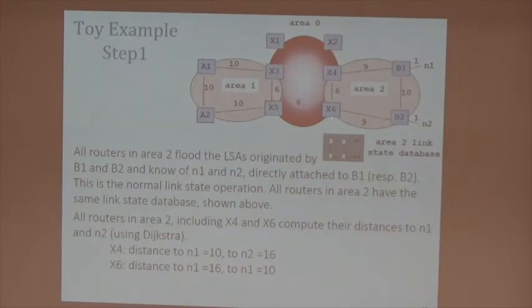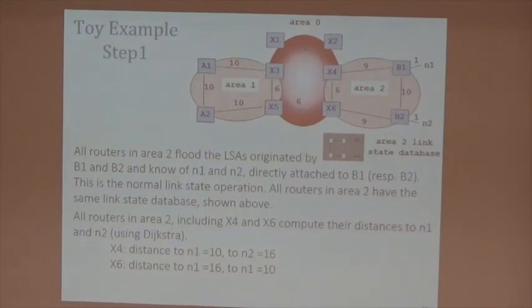Similarly, X6 has computed another Dijkstra computation. They have the same topology database, but we have seen that every router in an area computes their own shortest path tree, which is different because they have a different vision of the area, even though they have the same map. They're at a different location. So that's the business as usual inside an area.